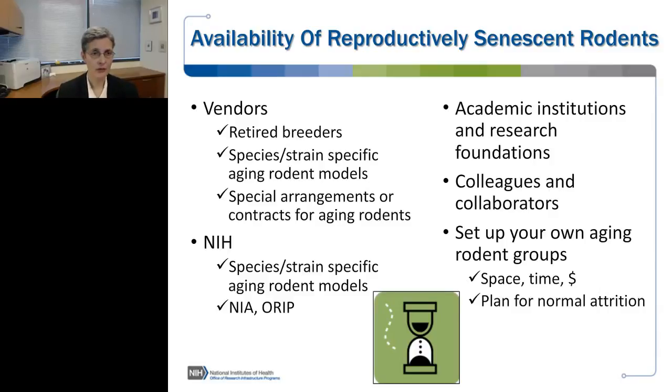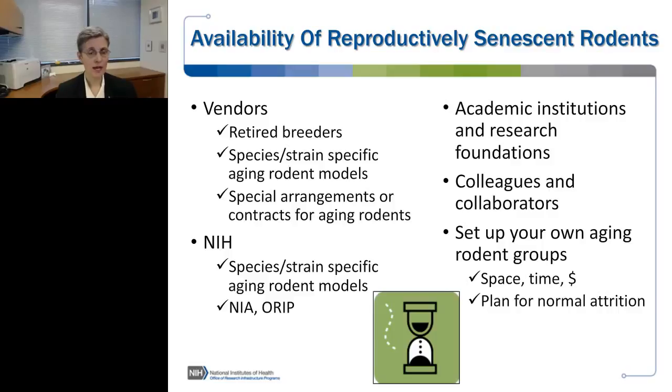of these animals. There are some reproductively senescent rodents available through resources supported by NIH. There are species and strain-specific aging models that are available through the National Institute on Aging, and the Office of Research Infrastructure Programs also supports some resources that may make these animals available to you. Some academic institutions and research foundations may have their own private colonies. You may have collaborators and colleagues who may have aging animals that they might be willing to share with you, or you might consider setting up your own aging rodent groups.